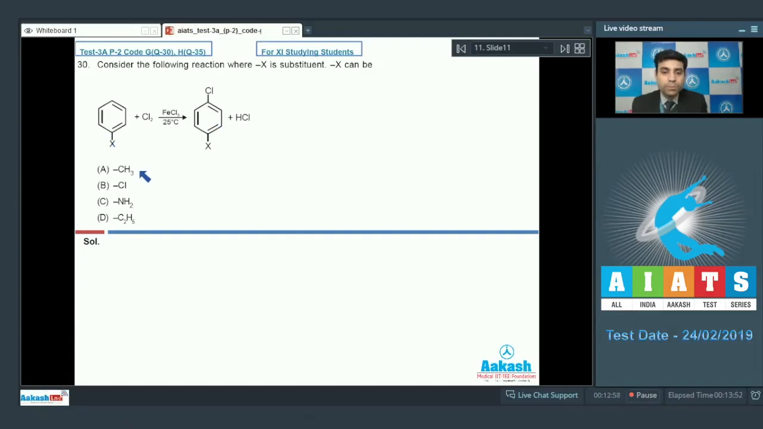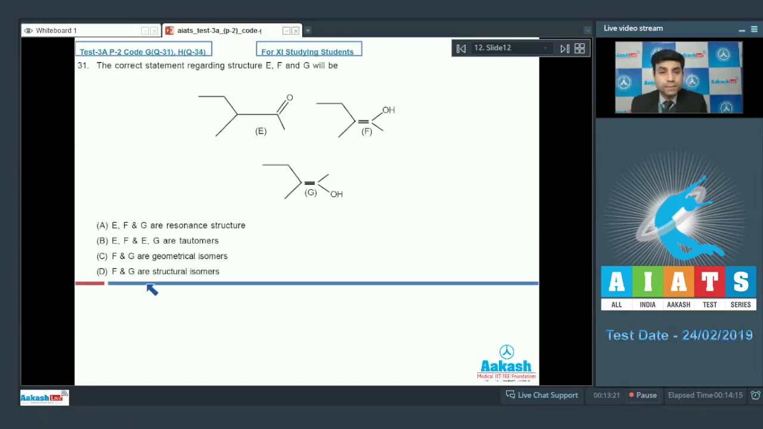So methyl is ortho and para directing, Cl is ortho and para directing, NH2 is ortho and para directing, also C2H5 is ortho and para directing. Hence, the correct answers for this question are option A, B, C as well as D. Now let's move to the next question. This is the next question we have.